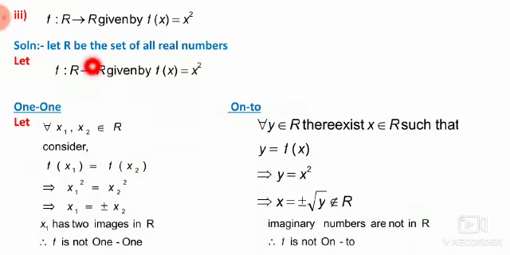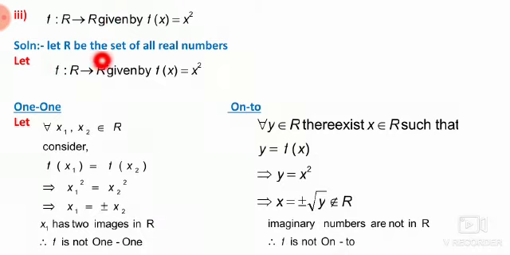Let me take the third example from the same question. Once again, we have to check the injectivity and surjectivity of the given problem. The function is the same as defined in the previous problem, but the domain and codomain in this problem are real numbers. The set of real numbers is the domain and the set of real numbers is again the codomain. Both contain zero. In the previous question, the same function was defined, but the domain and codomain were the set of natural numbers.